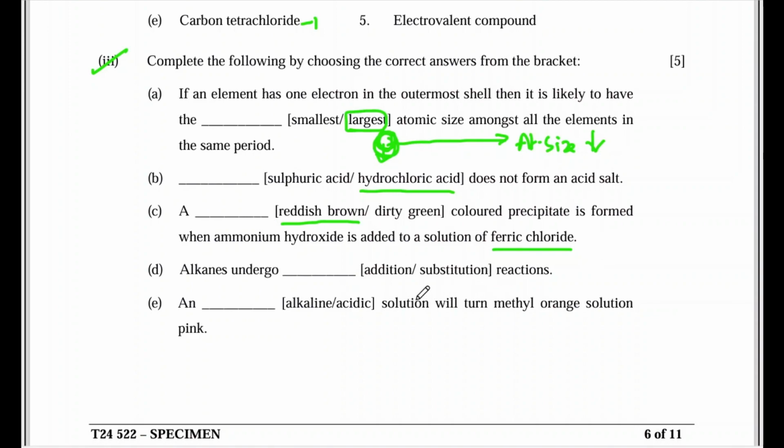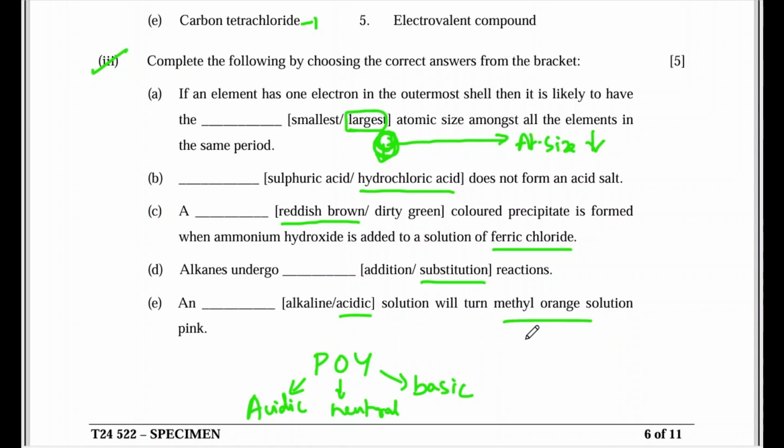Alkanes undergo dash reactions. Alkanes are saturated. Saturated will undergo substitution reactions. And dash solution will turn methyl orange solution pink. Okay. So remember the mnemonic POI. It is the color of the methyl orange. Methyl orange in acidic condition it is pink. In basic condition or alkaline condition it is yellow. In neutral condition it will be orange. Its original color, methyl orange, right? So pink means it should be acidic solution. Otherwise you will have confusion. So remember this point.